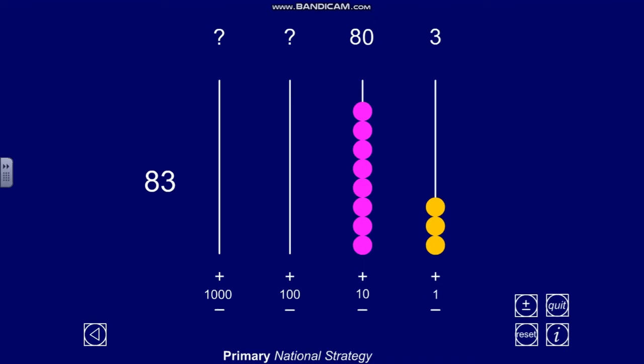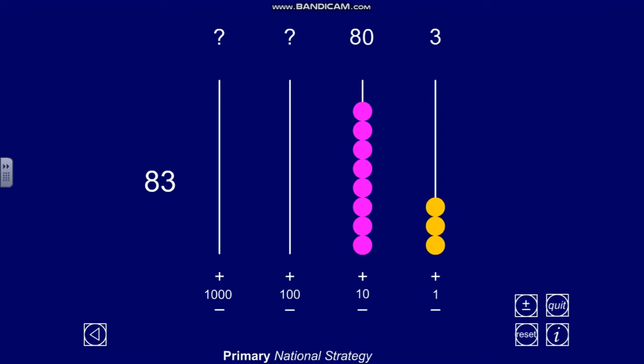So what do you notice has happened to our ones column here, our yellow column? Yeah, that's right, nothing's happened, because when we add 10, nothing happens to the ones. Because if you think of the number 10, there's nothing in the ones column. It's only got one 10, and that's the same for any multiple of 10. That's a number that ends in a 0.